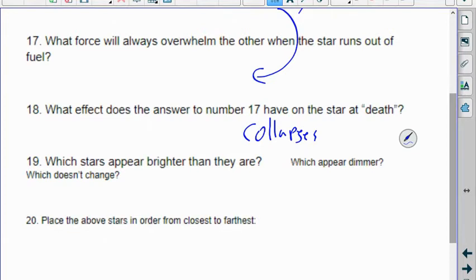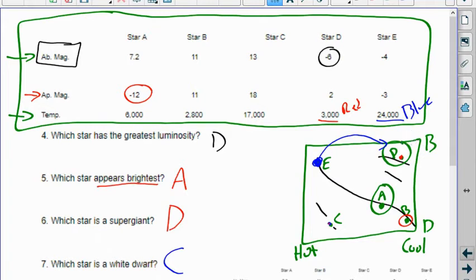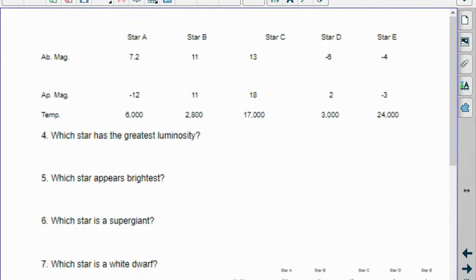So for 19, I really asked this out of place because, oh no, I asked 19 so that you could answer question number 20. Okay. So let's put these in order really quickly. So once again, I'm going to delete all this so I have some room here. To put them in order, again, I compare the absolute magnitude, which is how bright they are from 10 parsecs, to the apparent magnitude, which is how bright they are from Earth.